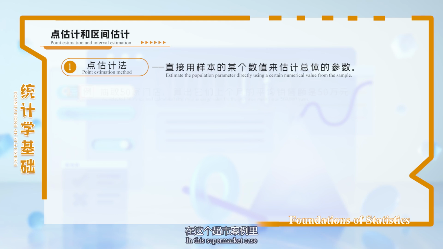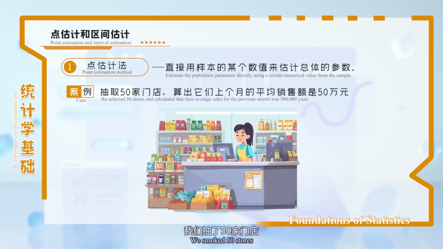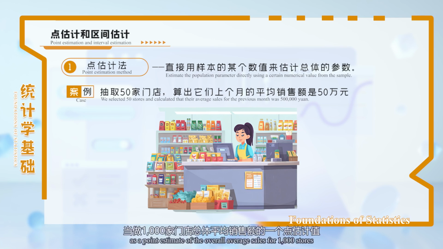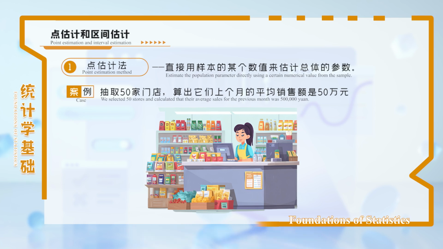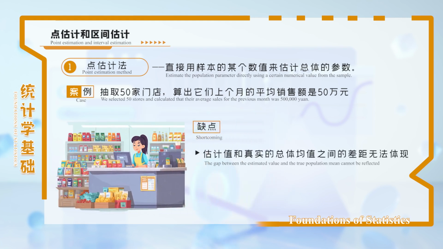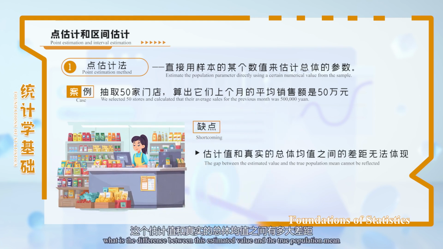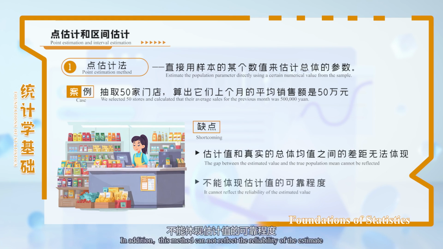In this supermarket case, we sampled 50 stores and figured out that the average sales last month were 500,000 yuan. Then we can regard this 500,000 yuan as a point estimate of the overall average sales for the 1,000 stores. However, this approach has a drawback. It can't tell us the difference between this estimated value and the true population mean. In addition, this method cannot reflect the reliability of the estimate.